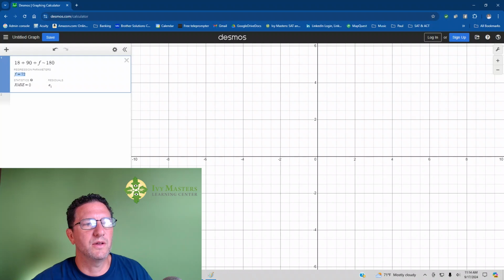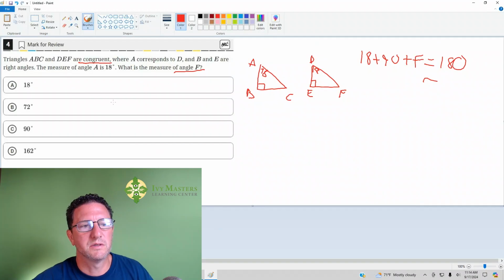It tells you that F is 72. So answer choice B is your correct answer.